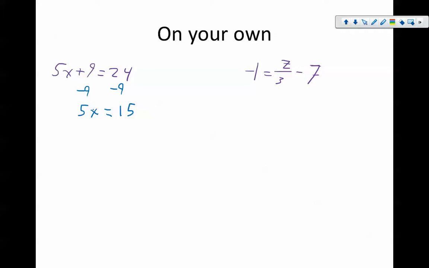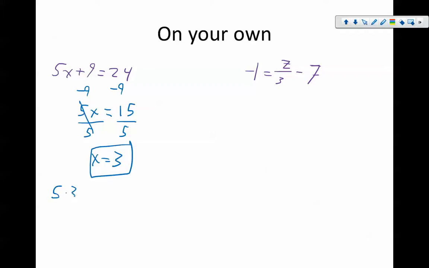Now I have 5 times x equals 15, which is an equivalent equation, and I'm going to undo it some more. Instead of multiplying by 5, I'm going to undo it by dividing by 5. This cancels the 5s, leaving 15 divided by 5, which is 3. So x equals 3 is my solution.